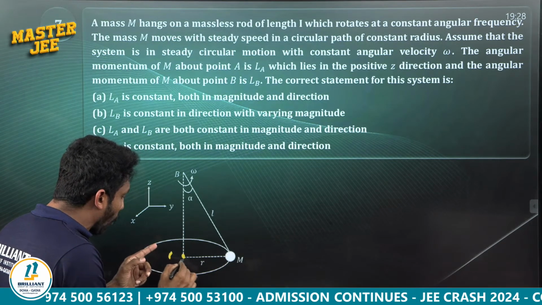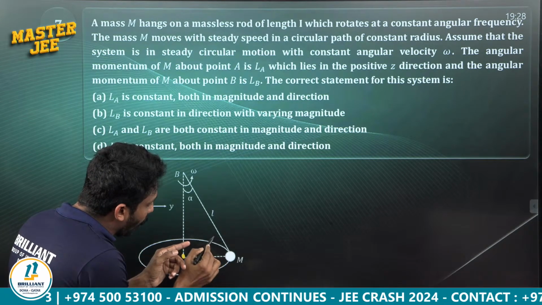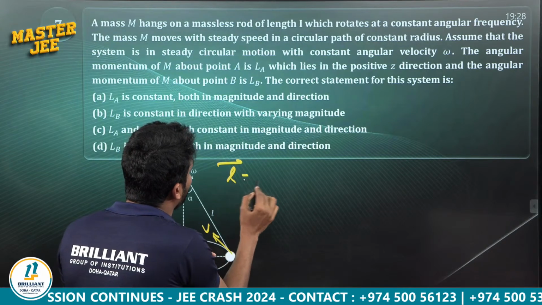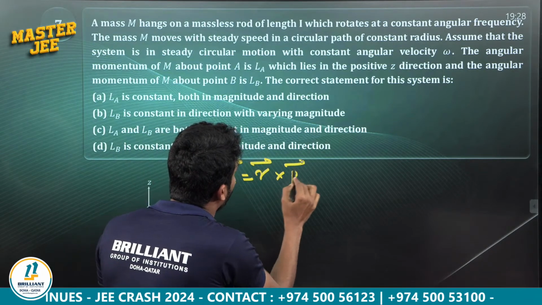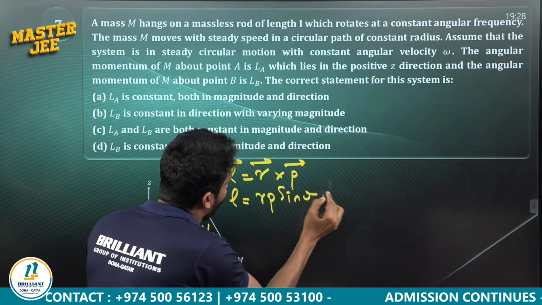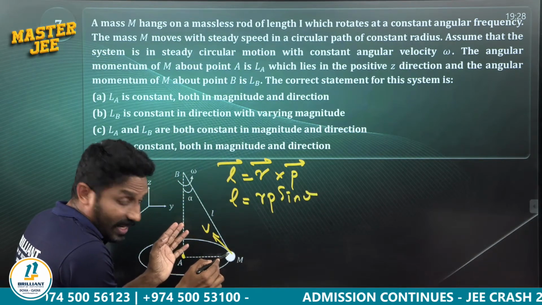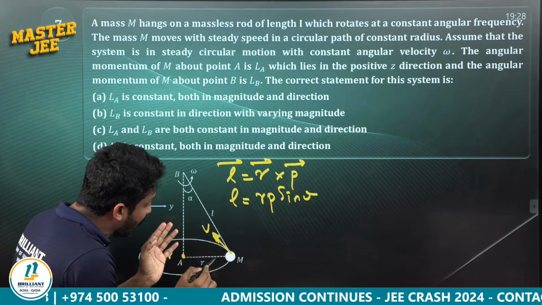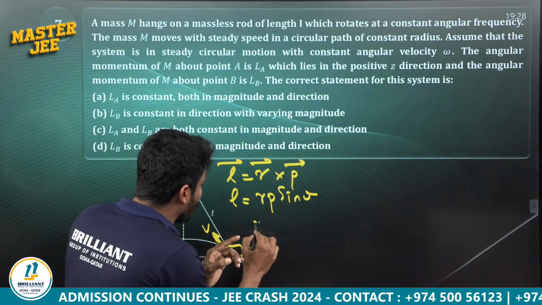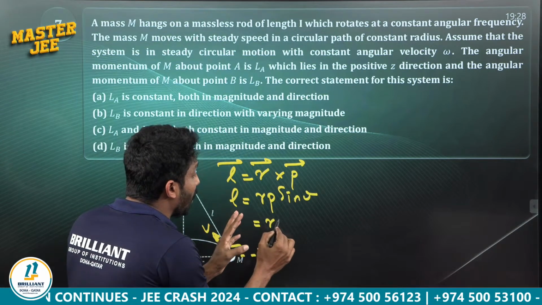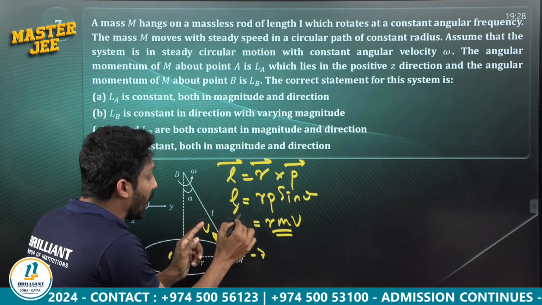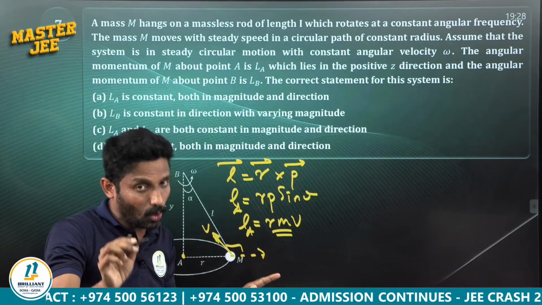Listen, based on this point A, this is having velocity V along the tangent. Now, angular momentum is R cross P, isn't it? Its magnitude is RP sin theta. Just observe this linear momentum directed in this direction and vector r is directing in this way, and this angle is 90 degrees. So it becomes RP, which means R into mv. So the angular momentum of m based on A is a constant. Its magnitude is constant.